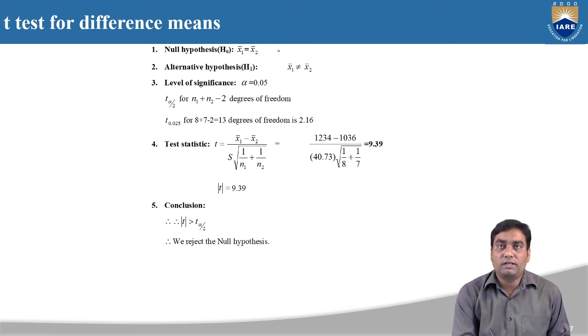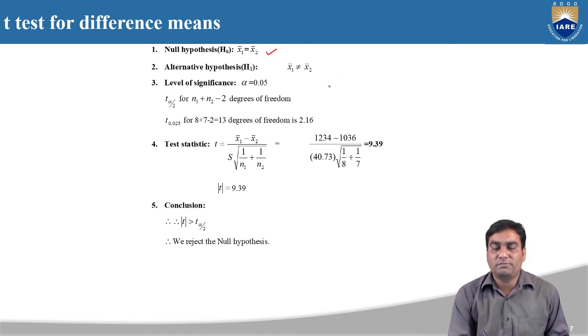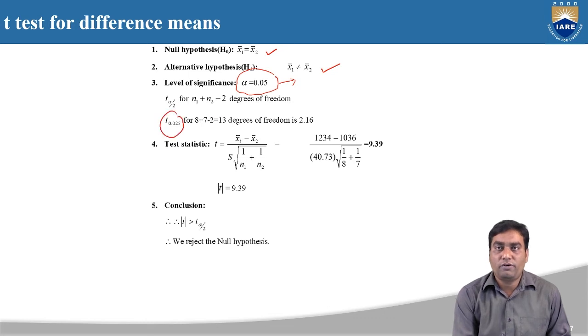Now we are going to follow the test of hypothesis procedure. We set up the null hypothesis H0, that means there is no difference between the two sample means, and the alternative hypothesis, there is a difference between the two means of the samples. The alpha value is not given, so we can take the general alpha value 0.05. From this we can find t alpha by 2 at 13 degrees of freedom, because n1 plus n2 minus 2, where n1 equals 8 and n2 equals 7, is 8 plus 7 minus 2. For 13 degrees of freedom it is 2.16.